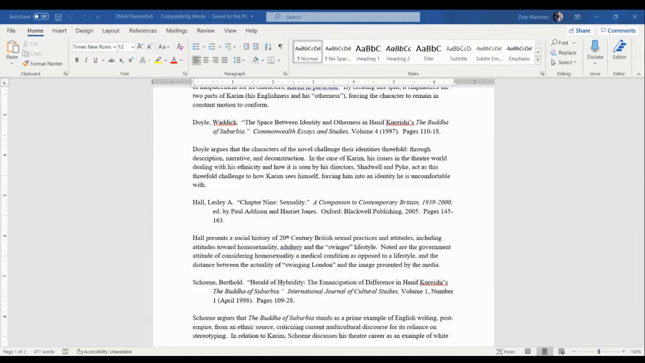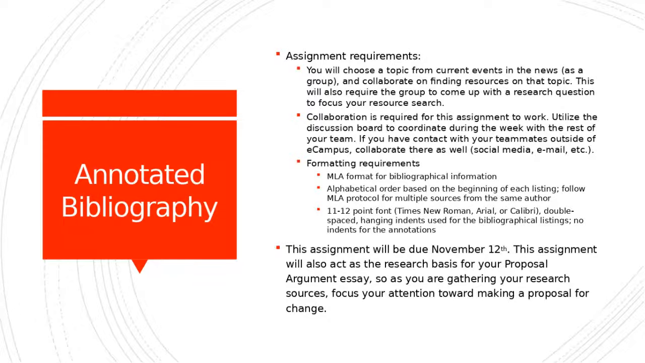All right. So let's go on to the requirements for this. Okay. You're going to choose a topic from current events in the news as a group. You are going to need to find your own research question within the general topic of the group. Okay. Because everyone's going to be working with their own take on the topic. So the entire team's set of annotated bibliographies, every single one should be different. Even though they're all using the same sources, they'll have a different set of annotations and a different research question they're working from.